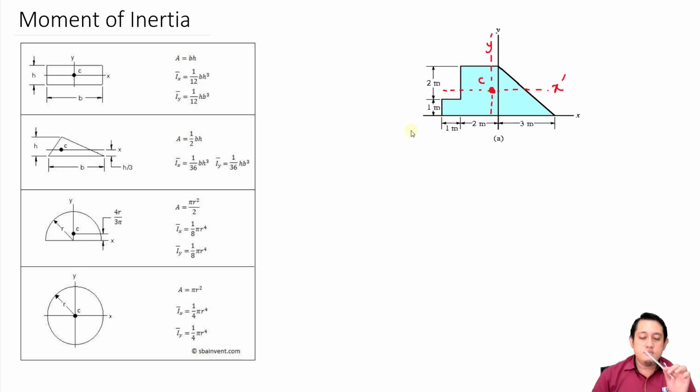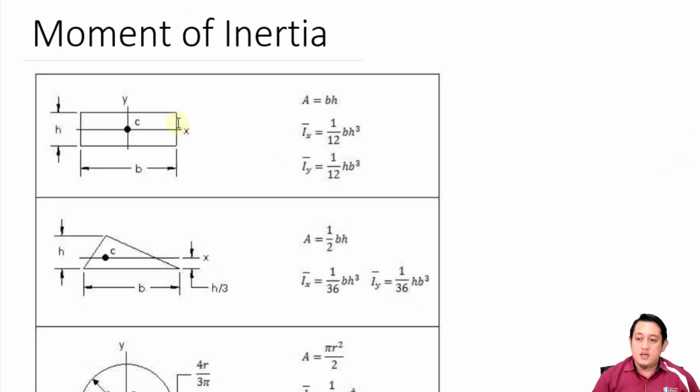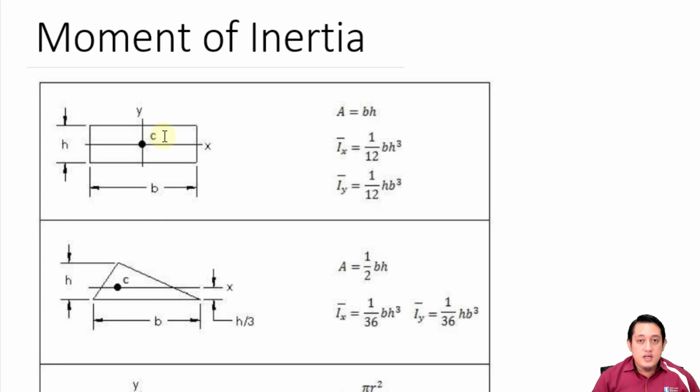So this ruler here has a rectangle shape. For a rectangle shape, please refer to this table here. For a rectangle, to calculate the moment of inertia, we will use this equation. Ix bar and also Iy bar. So what is Ix bar? Ix bar is the moment of inertia about x axis.